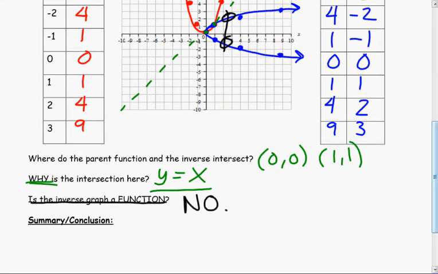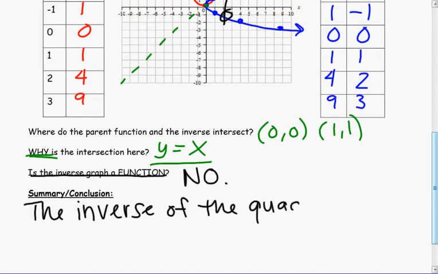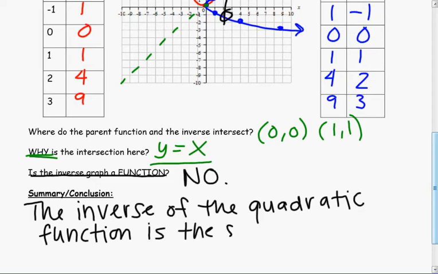However, what we're going to do to make this something that we can analyze as a function is look at just the top half of it. And the top half that we get is going to give us the square root function. So our summary and conclusion is going to be stated as: the inverse of the quadratic function is the square root relation.